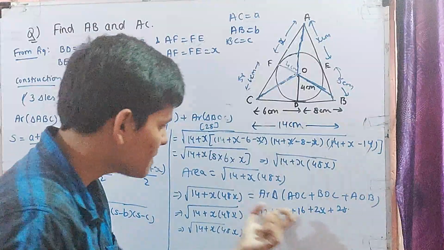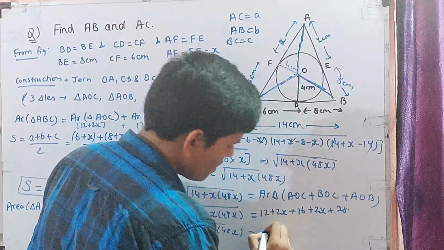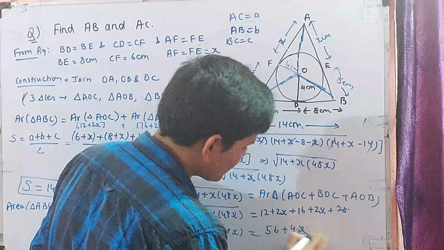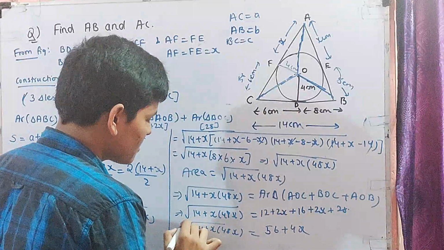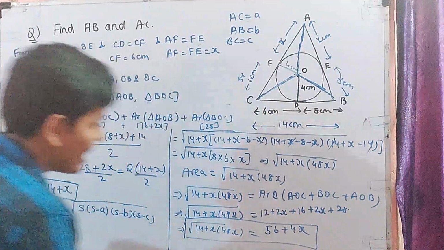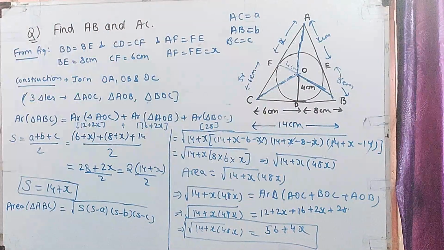12 plus 16, 16 plus 12 is 28. 28 plus 28 is 56. 56 plus 4x. Now this is the equation which we have got: (14 plus x) into 48x is equal to 48 plus 4x. Now we are going to work on this because we know these points are easy with it.